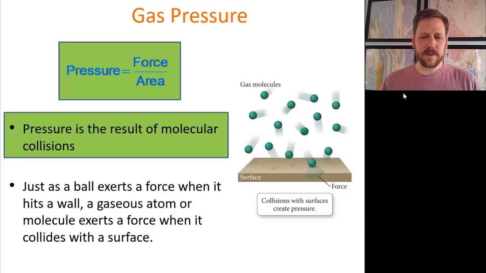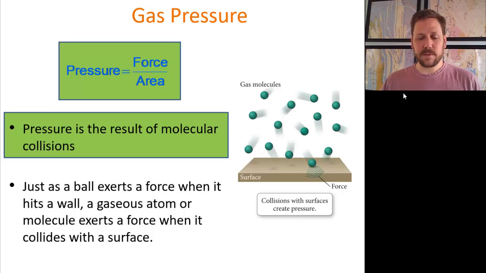So pressure is defined as force per unit area. What would the units of pressure be then? Force in the imperial or British system is measured in pounds, and area can be measured in square inches, and hence we get pounds per square inch, or psi.